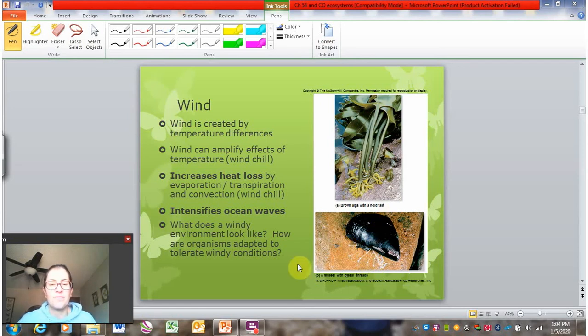that they live on. So what does a windy environment look like? Well, in Colorado, that's the plains or the eastern plains. And so organisms that are well adapted to windy conditions are things like grasses. You don't see a lot of trees in really high wind areas because it can be difficult for trees to survive high wind conditions.